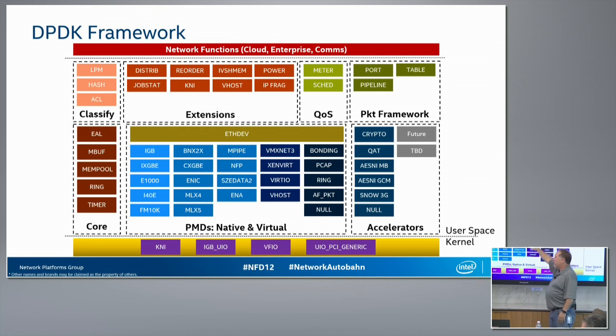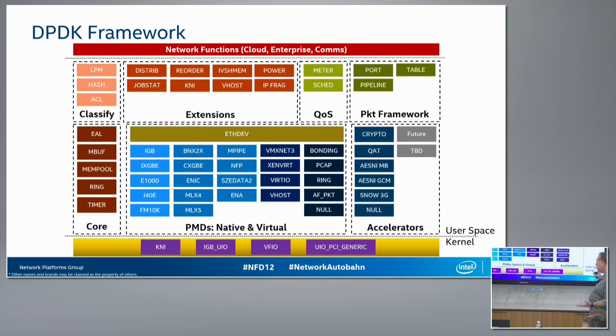They're all kind of lumped underneath what we call our ETH dev layer. We have a bunch of crypto stuff now. We've added crypto dev. I think this list is probably a little behind, I'm not positive, but it might be behind in the number of algorithms we support. We also have what we call a packet framework, which is a pipelining mechanism, right? And then we have meters and so forth, and then a bunch of other extensions.